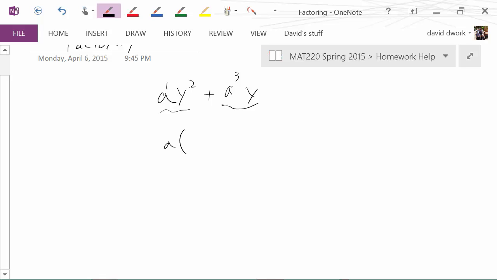Now, what else can I factor out? Well, this one has y squared. This one has a y, so I can pull a y out. So therefore, what am I left with? Well, out of the first term, I pulled out an a and a y, which would leave me with a y, plus my second term, I only pulled out one a, so I'm left with a squared.